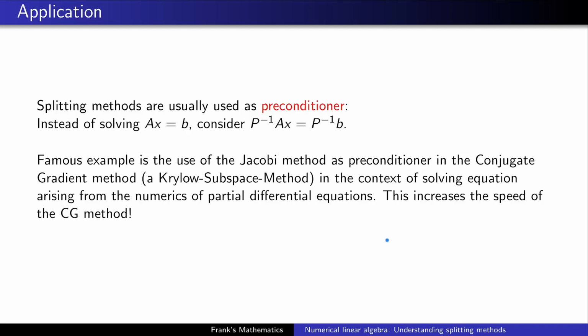And this increases the speed of the conjugate gradient method a lot. I think I will do a video about this topic because this is very interesting. So usually splitting methods are used for preconditioners, either a left-hand side preconditioner or a right-hand side preconditioner. Doesn't matter.